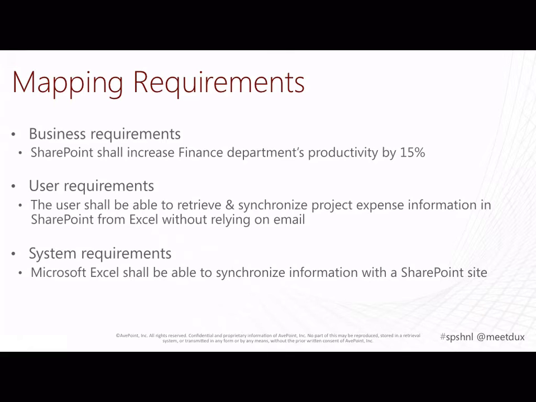You've got SharePoint, you've got this business need, and SharePoint can help, but from a change perspective, a doctrine perspective, she doesn't want to do it. She will only do it if it's Excel. Y'all follow me? User requirement: if we want to make this work, the user shall be able to retrieve and synchronize project expense information in SharePoint from Excel without relying on email. So our goal is to make her save time. We're going to cut down email, no more attachments, but somehow if the project manager enters the expenses, it's going to automatically show up in Excel on her desktop. Y'all follow me? And then whatever changes she makes, we'll synchronize.